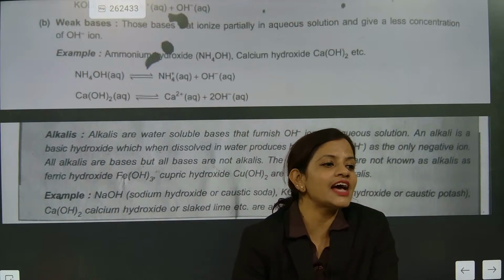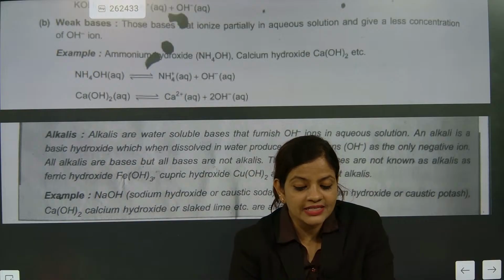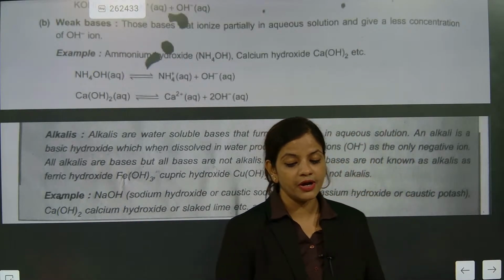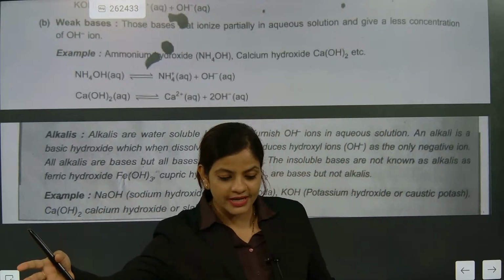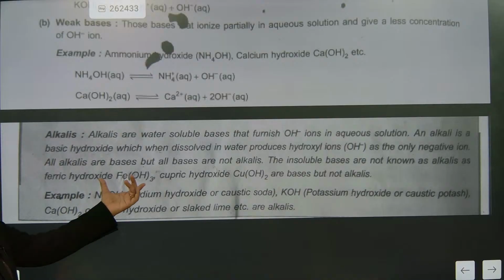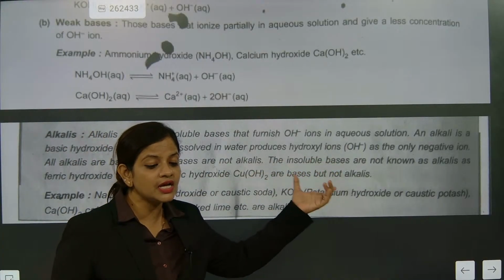So are all bases alkalis? No, all the bases are not alkalis. That's a very important point we must remember. All bases are not alkalis, but all alkalis are bases. Very good. So all alkalis are bases. Now we need to understand and write down which is alkali and which is a base but not an alkali.